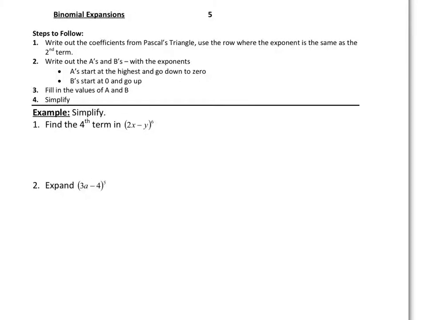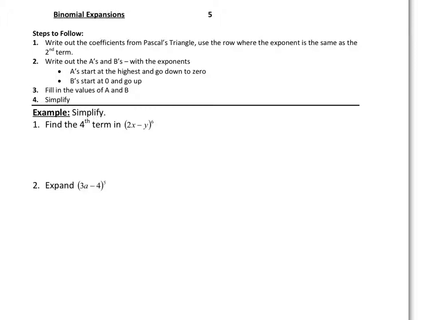For binomial expansion, you want to write out the coefficients of Pascal's triangle, and you want to go to the row where the second coefficient, because the first coefficient should always be 1, is the same as the exponent on the binomial that you're trying to expand. Binomial means 2 terms. So that's the first thing I want to do.